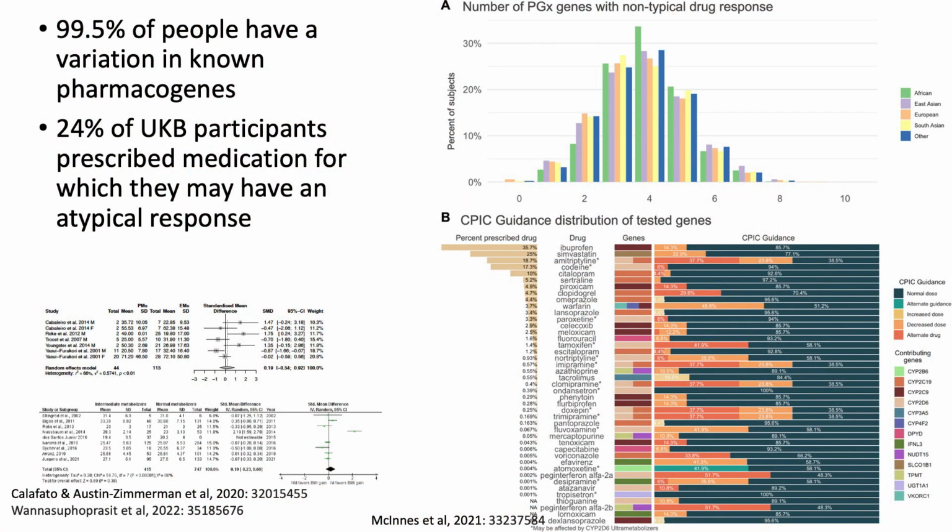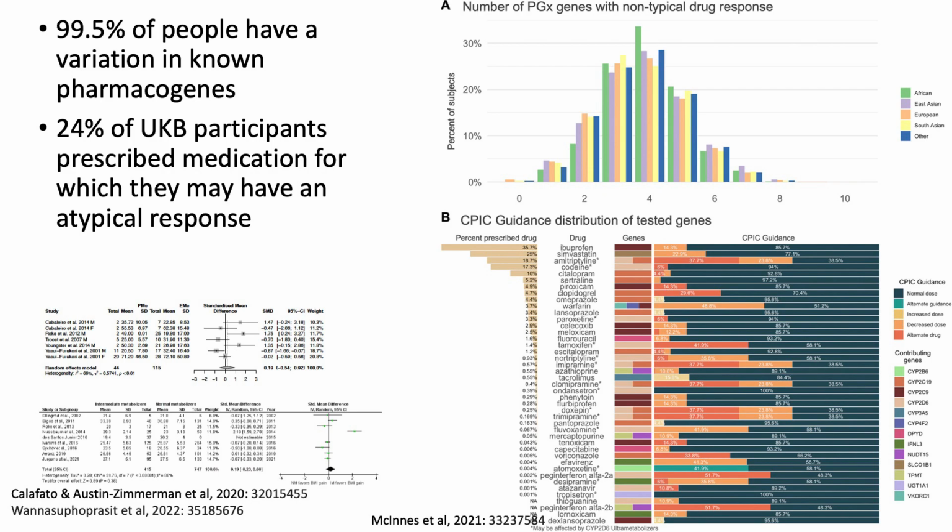So some recent work in the UK Biobank came out which showed that basically everyone has one of these variants in a known pharmacogene. So either those two CYPs that I mentioned or some other known genes. And 24% of people within the UK Biobank had been prescribed a drug for which we would expect them to have an atypical response. So this is a really significant proportion of people, and it could potentially affect everyone in this room, basically.